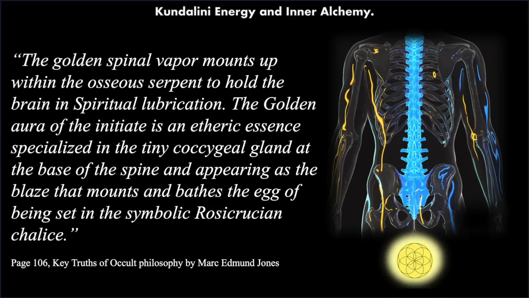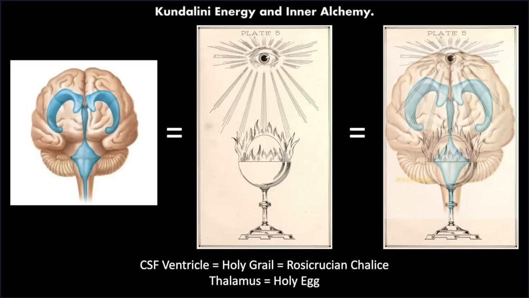The golden spinal vapor mounts up within the osseous serpent to hold the brain in spiritual lubrication. The golden aura of the initiate is an etheric essence specialized in the tiny coccygeal gland at the base of the spine and appearing as the blaze that mounts and bathes the egg of being set in the symbolic Rosicrucian chalice. And that's from Key Truths of Occult Philosophy by Mark Edmund Jones.